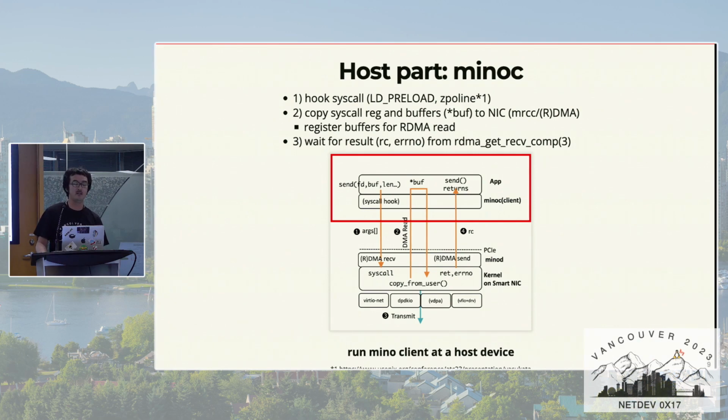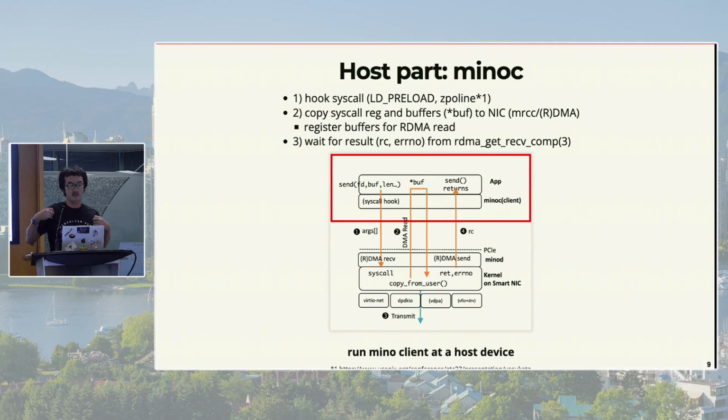And after hooking the system call, this intermediate program copies the system call number and the buffer from the user space application, and copies the information to the NIC via our private channel. In order to reduce the number of memory copy operations, we register the particular buffer from the user space application to the RDMA library. And the user space program waits for the response from the DPU side and receives the return code and the error number, as in a typical function call from the system call invocation.